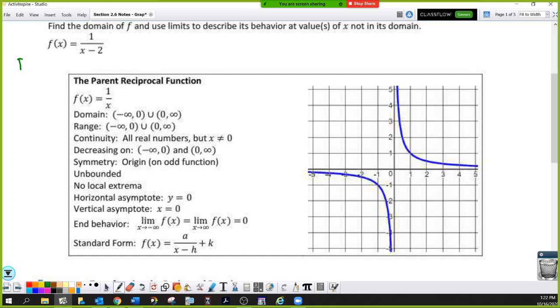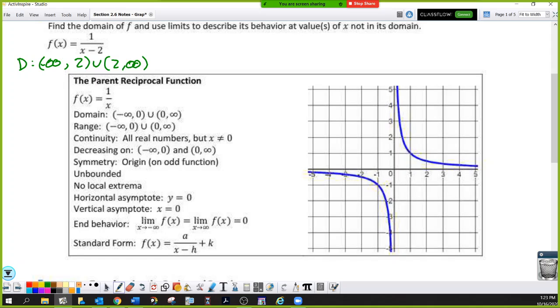So our domain, oh, look, that's green. Well, oh well, we're already there. Is negative infinity to 2, union 2 to infinity. Boom, there it is. Domain. It's any number except for the number x equals 2. Let me switch over to blue because I like that better.